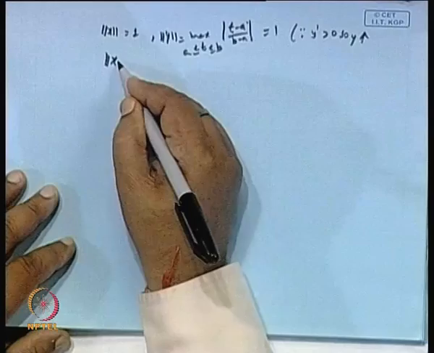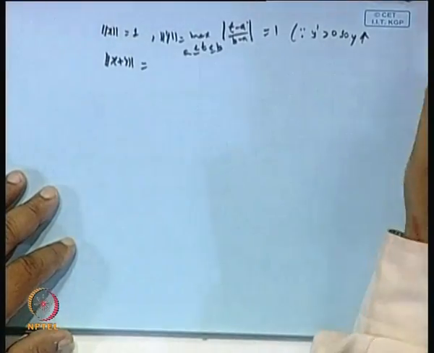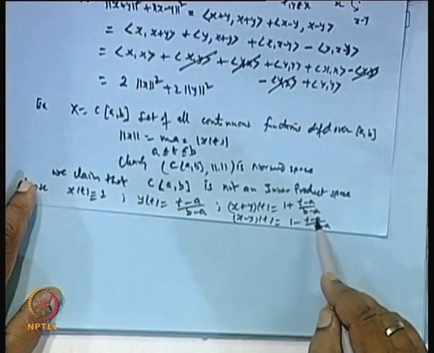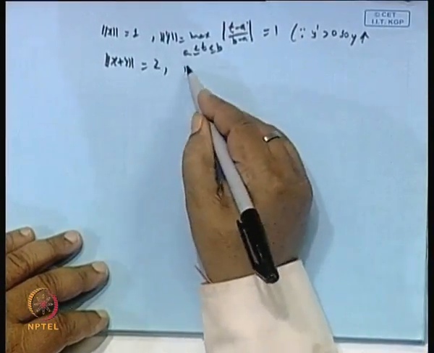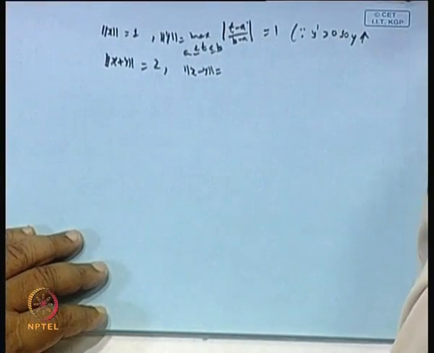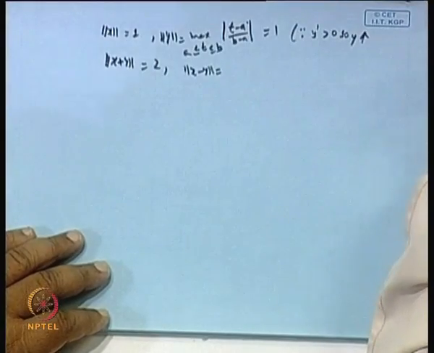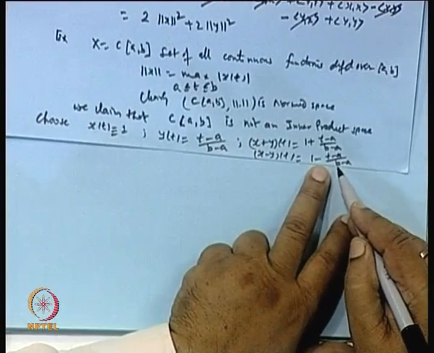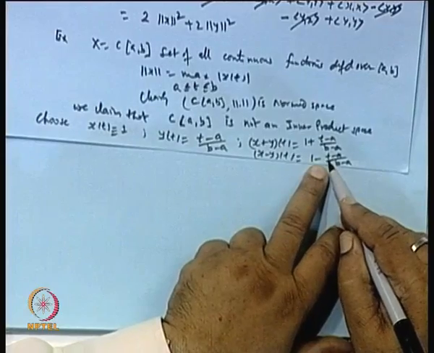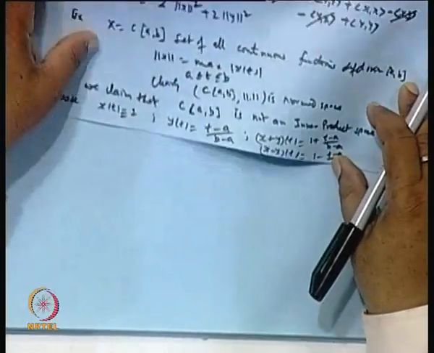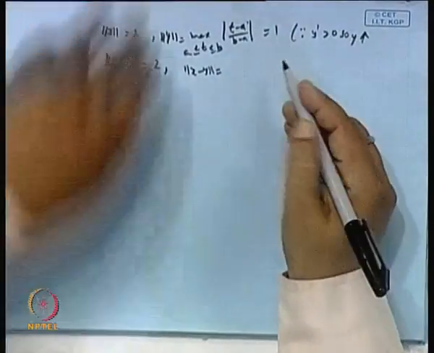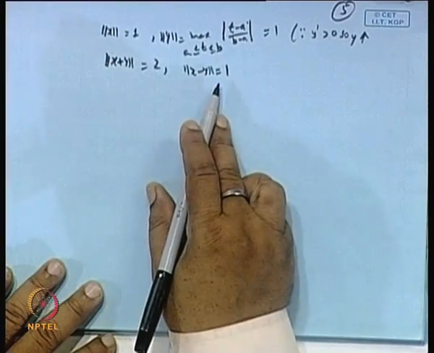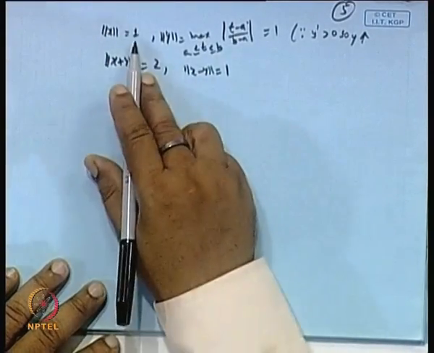Now what is the norm of x plus y? Again this is 1 plus this, and the maximum value of this is 1, so the maximum value is 2. Norm of x minus y: what will the maximum value be? We are subtracting, so we have to subtract the minimum value so that we get the maximum. The minimum value is attained when t is equal to a, so the norm of this will be 1. So the norm of x plus y is 2, the norm of x minus y is 1, and the norm of x and of y are 1.